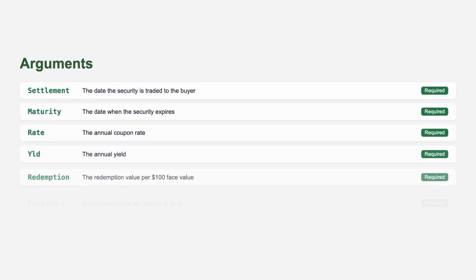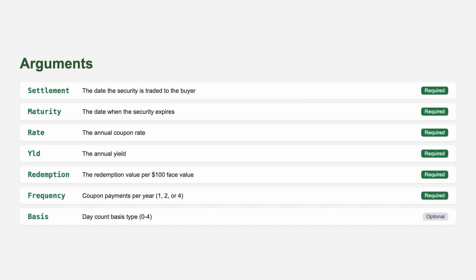There are 7 arguments. Settlement is the date the security is traded to the buyer. Maturity is the date when the security expires. Rate is the annual coupon rate. Yield is the annual yield. Redemption is the redemption value per $100 face value. Frequency is the number of coupon payments per year: 1, 2, or 4. And basis is an optional day count basis type, from 0 to 4.